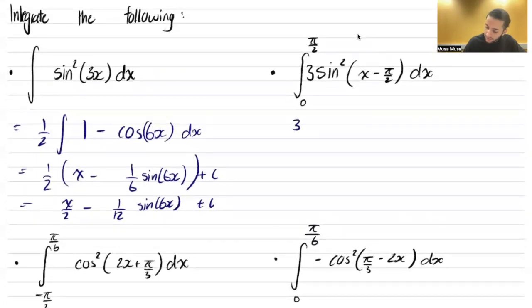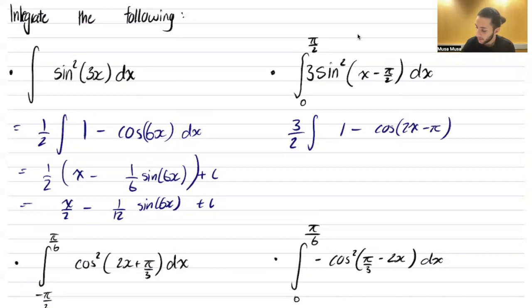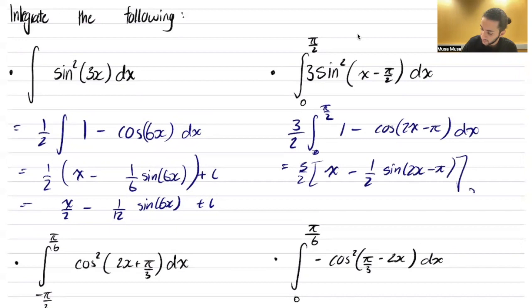For this next one, that 3 can be taken out. That's irrelevant. And then replacing the sine squared with a half of 1 minus cos 2x is going to be that 1 minus cos of twice the argument. So it's going to be 2x minus pi. And then this is from 0 to pi on 2. dx equals 3 on 2 x minus 1 on 2 sine 2x minus pi from 0 to pi on 2.